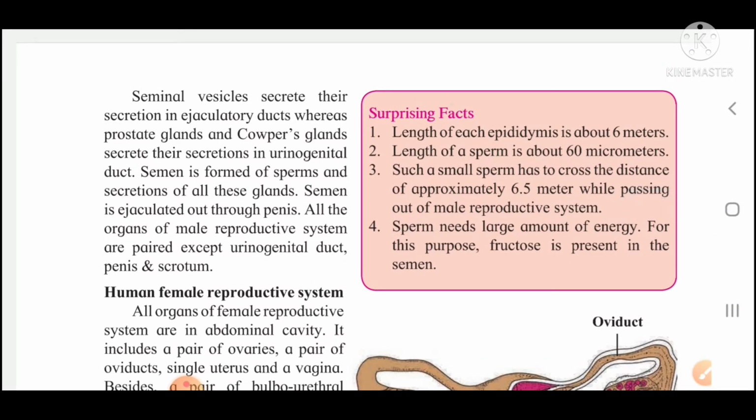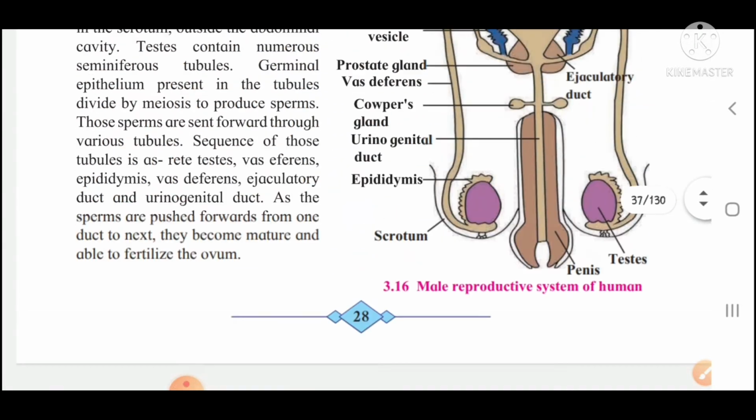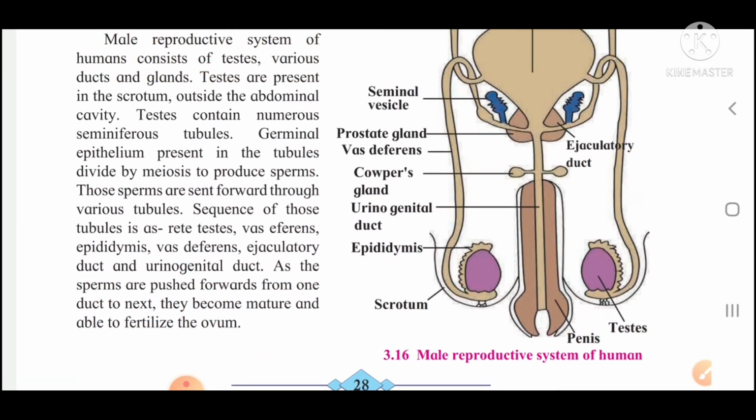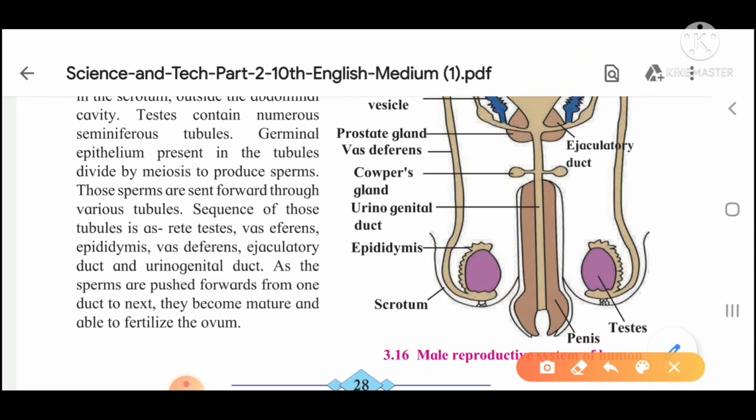Okay, surprising fact. First, the length of each epididymis is about 6 meters. You can see here, the epididymis is about 6 meters. Okay, this is all epididymis. ये देखिए, ये scrotum के जो बाहर है, जो bag like structure, यहाँ से शुरुआत होती है epididymis की. यहाँ से फिर ये पूरा, ठीक है. तो ये almost 6 meter long है.